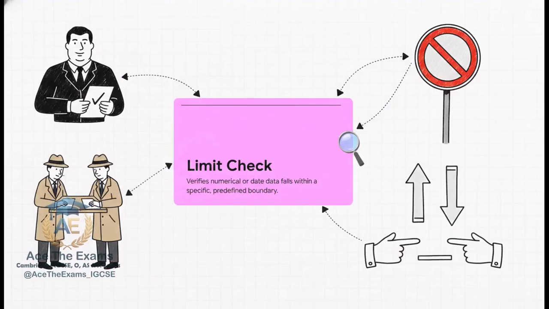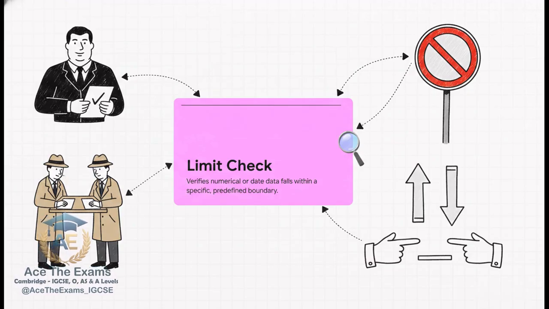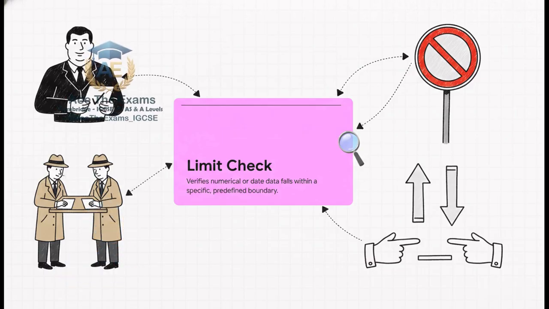Our third precision instrument today is the limit check. A limit check verifies that numerical data or date data falls within a specific predefined boundary. We are usually talking about an upper or a lower limit here. Just a quick side note, if it has both an upper and a lower limit, it becomes a range check, but a limit check focuses on just one strict boundary. For instance, an age field must be greater than 0. You can't have a negative age.